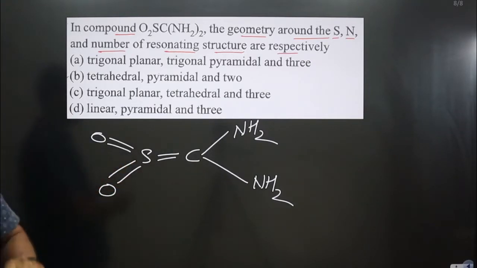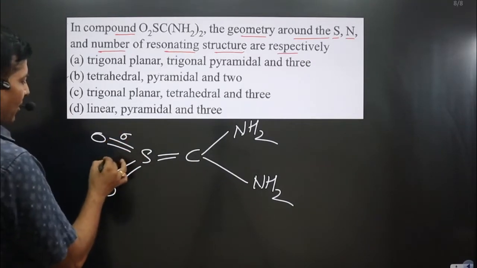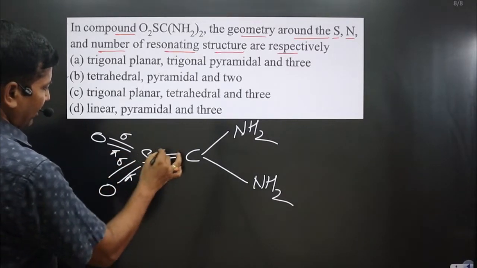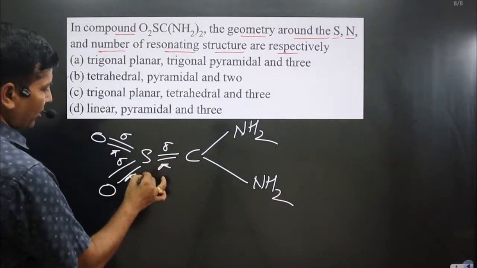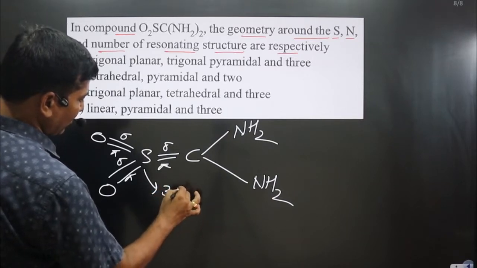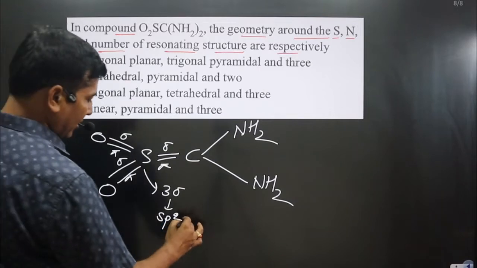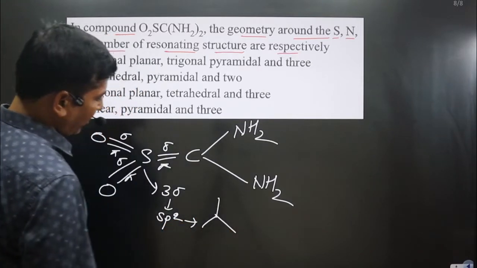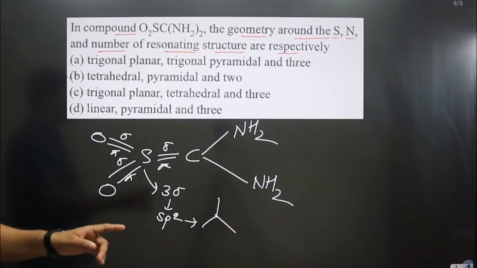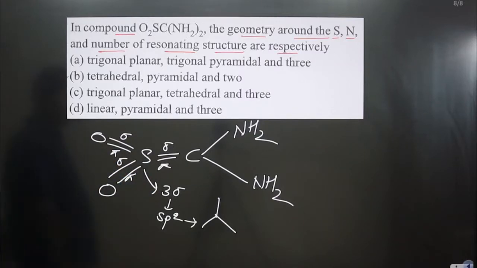So calculate the number of sigma bonds. This is sigma bond, pi bond, sigma bond, pi bond. This is sigma bond and pi bond. The total number of sigma bonds, how many are there? 3 sigma bonds are there. Then hybridization will be sp2, and then geometry will be trigonal planar. Okay, sp2 hybridization, then geometry is trigonal planar.